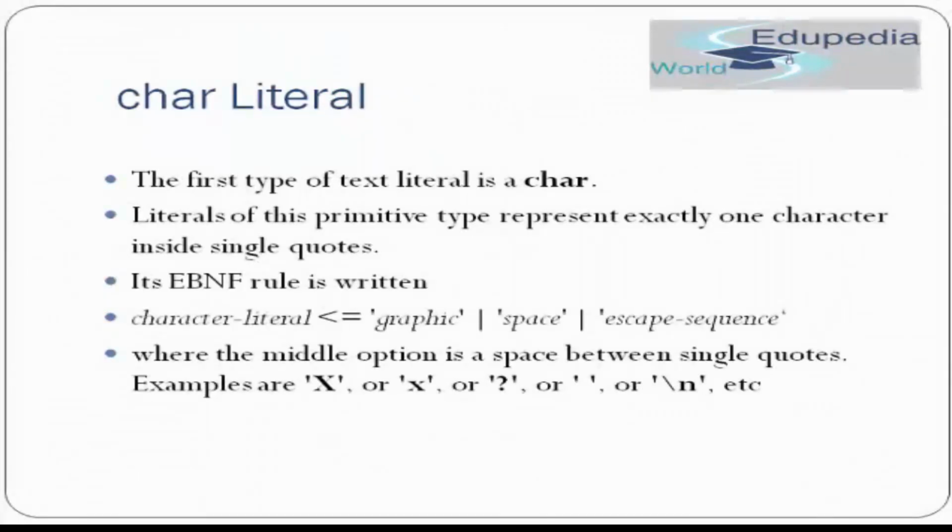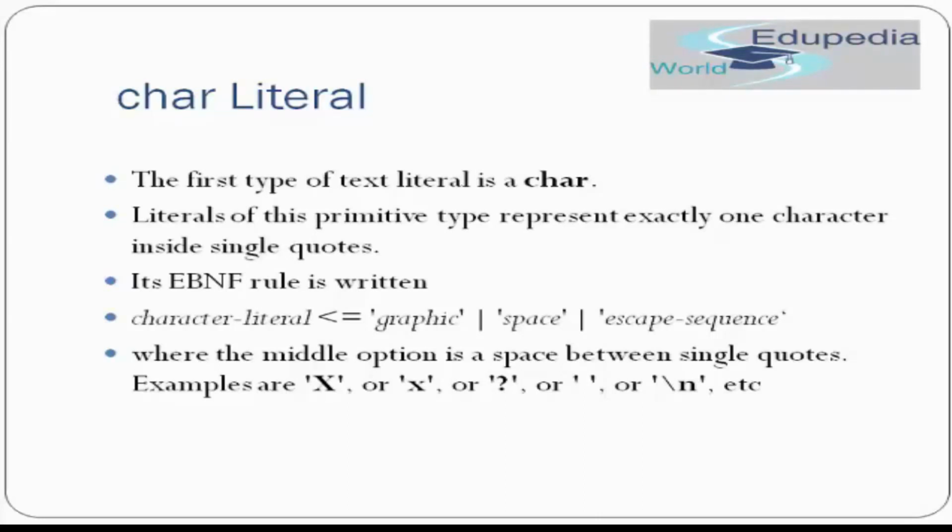Now coming to the fourth category, which is the char literal. Char is the first type of text literal. Everything we have seen so far in double and integer contains numbers, and boolean contains true and false, but char is the first type of text literal. Literals of this primitive type represent exactly one character inside single quotes. According to the EBNF rule, it can contain a single character inside single quotes. It can include an escape sequence, a space, or a character.